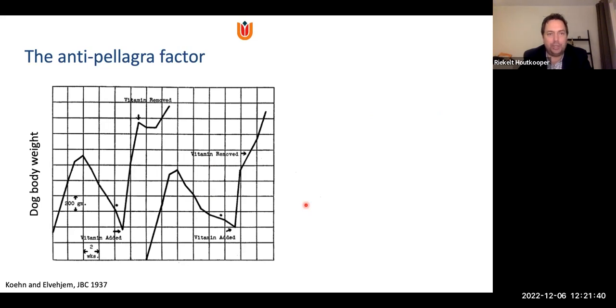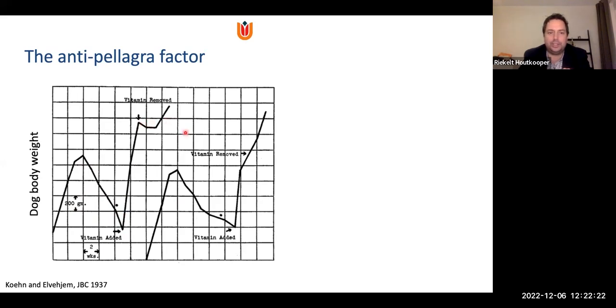So this is the first example. I already touched upon pellagra at the start as a disease that is basically the first description of an NAD depletion syndrome. This is dog body weight. These are dogs with what they call black tongue disease, which is the same as pellagra. These dogs have a very strong decrease in body weight until nicotinic acid is given to them. And all of a sudden, because nicotinic acid is a precursor of NAD, these dogs gain weight quite rapidly until the vitamin is again removed and it sort of stabilizes.